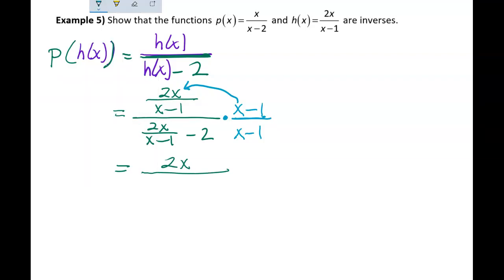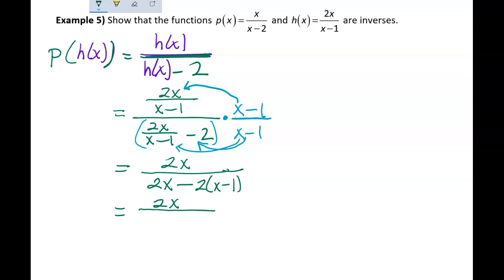Downstairs, we have a binomial. We have to distribute to the fraction first, and that's going to give us a result of 2x minus, and then distribute to the 2 after the minus sign. So 2 times x minus 1, no canceling there. So upstairs we have 2x, downstairs we have 2x, and distributing minus 2x plus 2, and that's just going to give us 2x over 2, which yields x. That's what we were looking for.